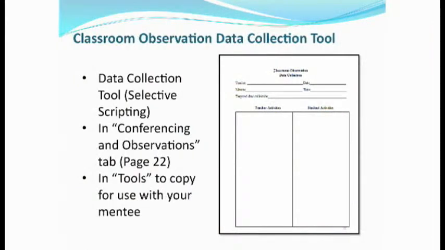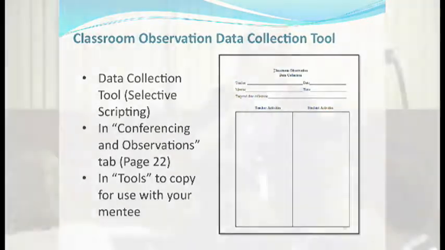Okay, so when you get to the actual observation, this is step 2, right? You're going to gather some data. You are going to use a data collection tool. And this is in a couple of different places. There's a sample of it in Conferencing and Observing, and that's on page 22. And then there's also a blank copy behind your Tools tab. And this is something that you can make copies of.